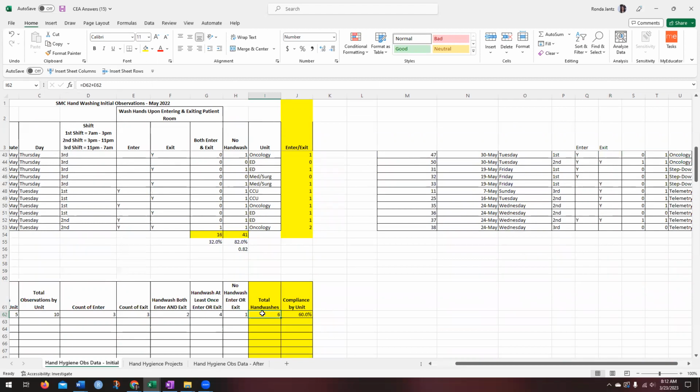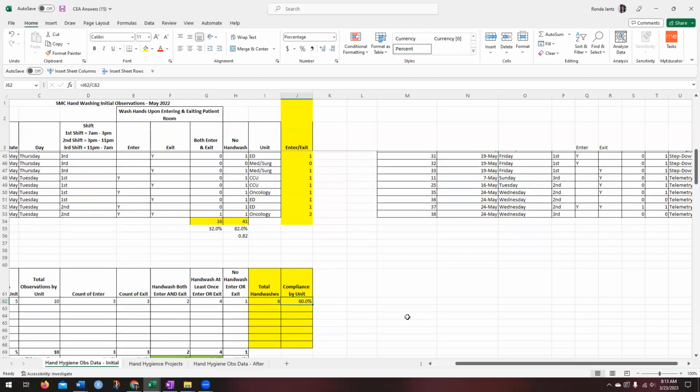So our total hand washes we have here are 6. We take the D column and the E column and we just add them together, count of enter, count of exit. So we had 6 washes, and then we can figure our compliance because like I say, our supervisor at some point may want to know which department is causing this problem. And so to find total compliance, we take our total hand washes, which is what I said why we were finding this, and we divide it by the total observations. So 6 divided by 10 gives us a very easy 60%.